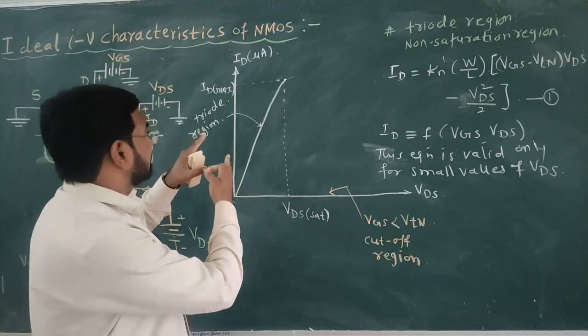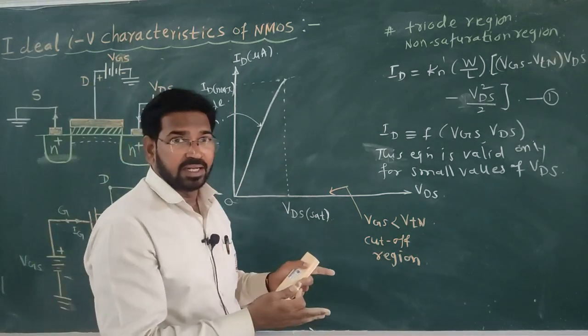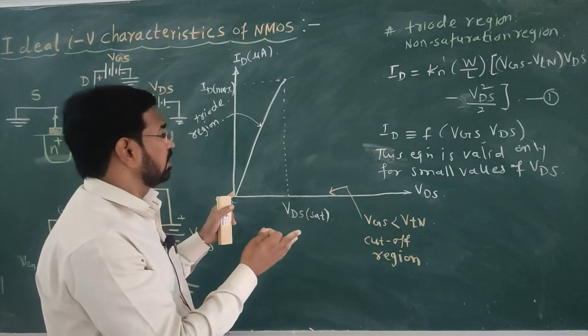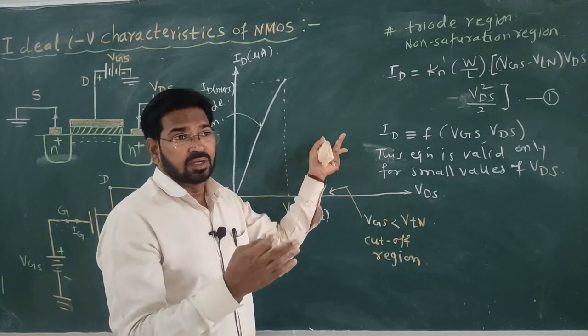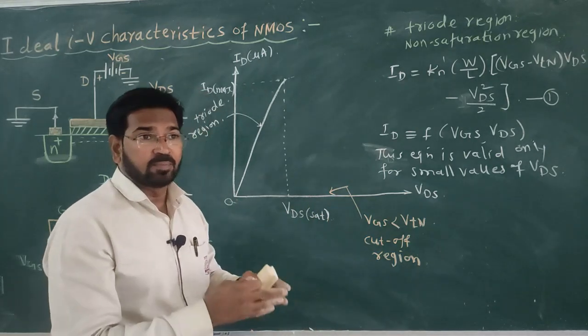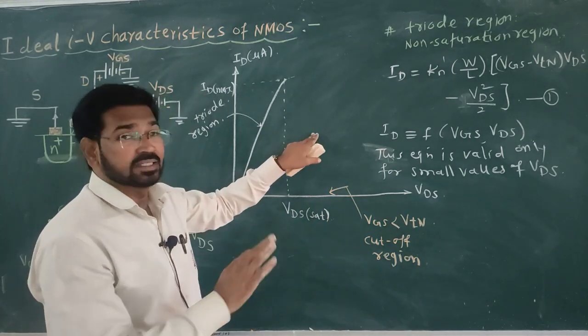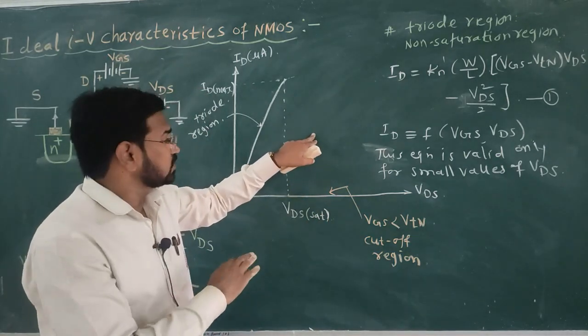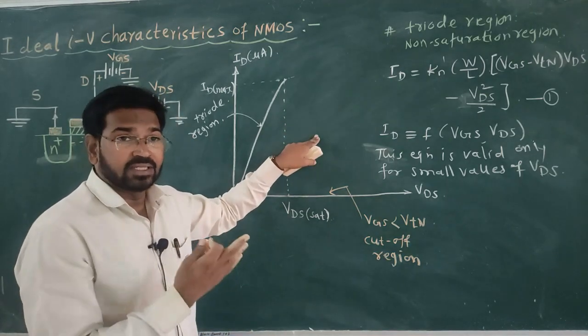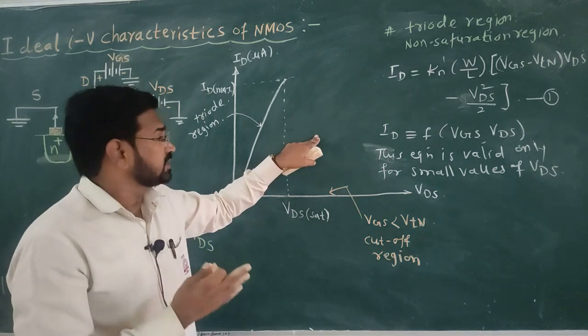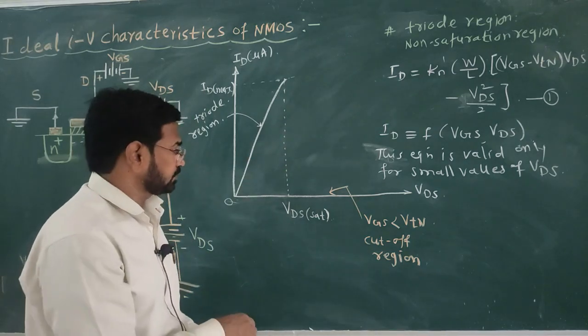And when the transistor is used as an amplifier, the most useful region for this is the saturation region. It is quite opposite to the BJT. In a bipolar junction transistor, it is the active region, but here in case of MOSFET, the saturation region is most useful when the device is used as an amplifier. We will see how it is useful.